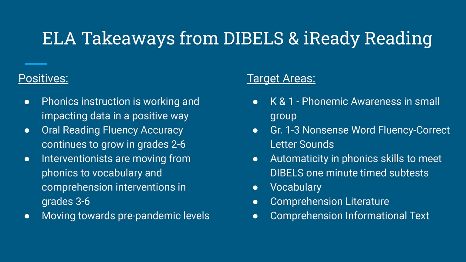Our target areas, phonemic awareness, we're looking to do that more in small group. The phonemic awareness component is in the program that they use, but it's whole group. So sometimes it's really hard to hear individual students actually connect the sounds to the letters. In grades 1 through 3, nonsense word fluency, correct letter sounds is an area of focus, and automaticity in phonics skills. So what we're seeing is our students know their letters, they can do all of those subtests, but it's the one-minute timed fluency component that we need to work towards. And in the upper grades, vocabulary and comprehension for literature and informational text will be our target areas.